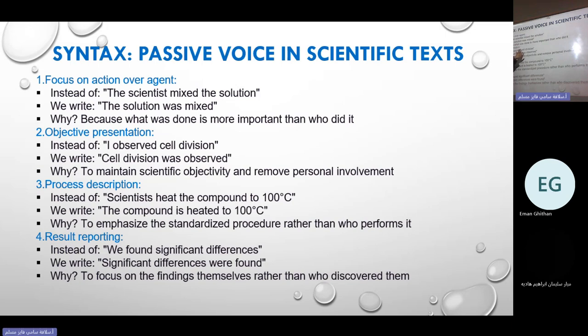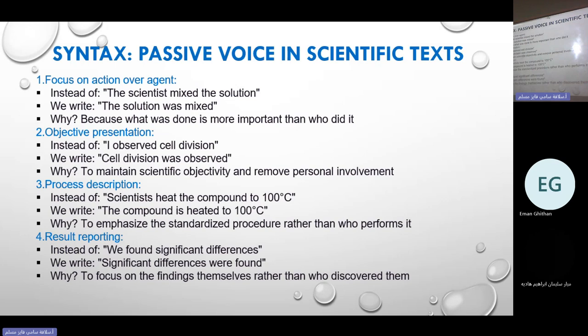I observe cell division. We write cell division was observed. Why? To maintain scientific objectivity. That's why we use the passive, because we don't care about the agent, and we remove personal involvement. I don't need to tell the world I did it. I need to tell the world it was done.